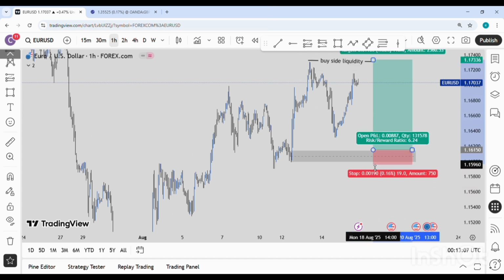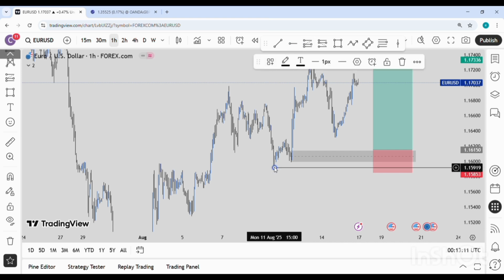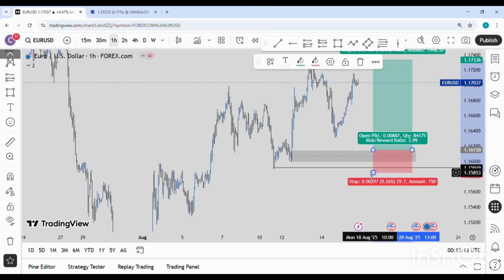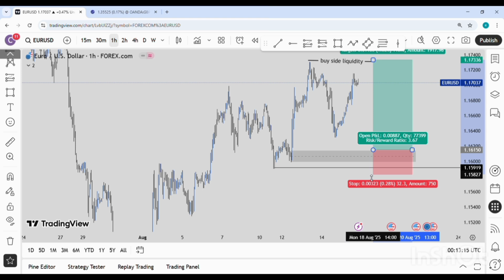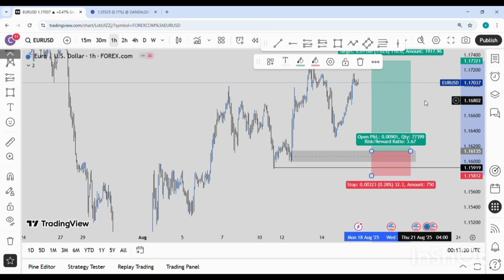A stop loss below this liquidity over here. That is the low, that is the latest week low. So yeah, this is what we're expecting from price from Euro USD. The same thing goes to our GBP USD.